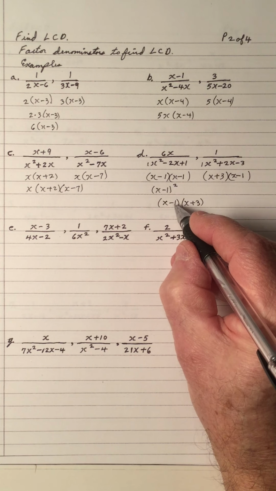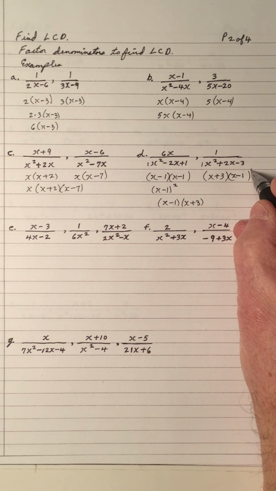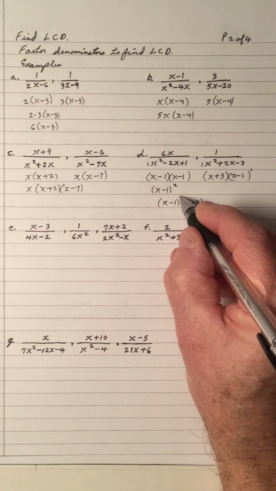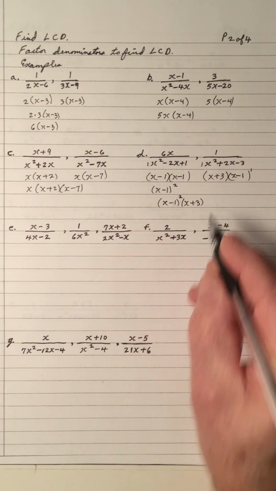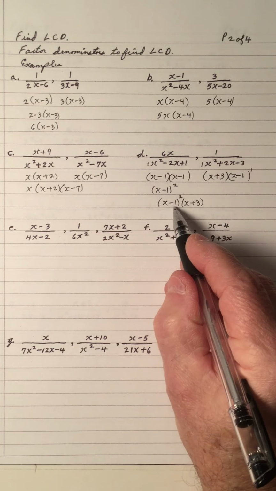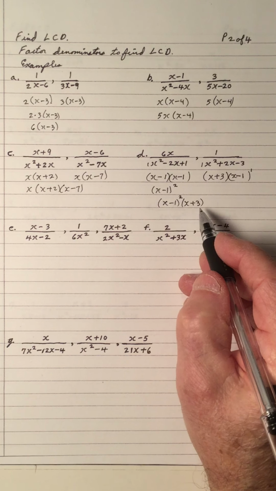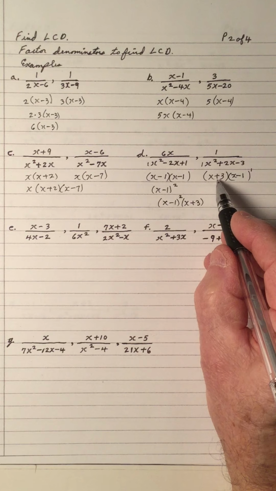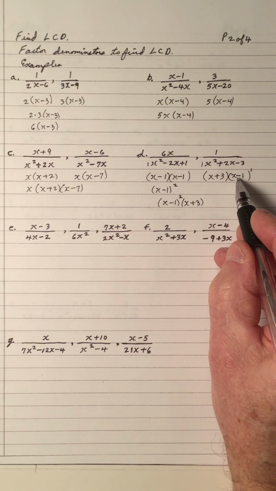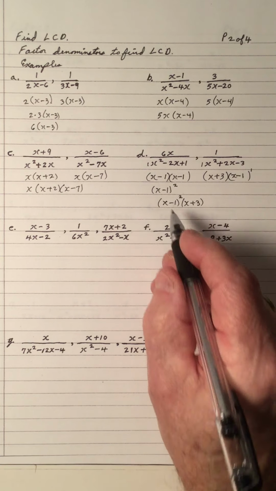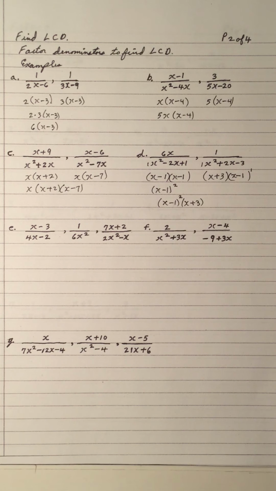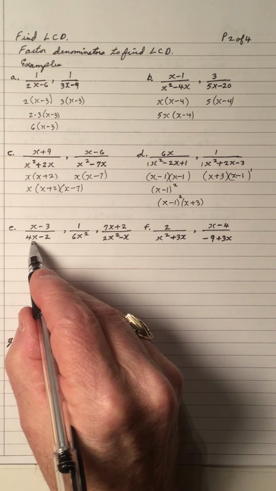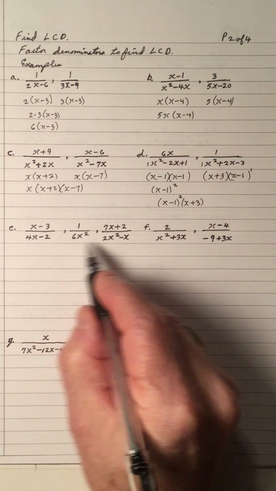And because we have an x minus 1 to the 1 power right there, and an x minus 1 to the square power, we have to take the highest power of 2. So the LCD is x minus 1 squared times x plus 3. Again, x minus 1 is right there, and x plus 3 is there. So that's the LCD. E, just make sure, and I haven't mentioned, notice we're checking for descending order.